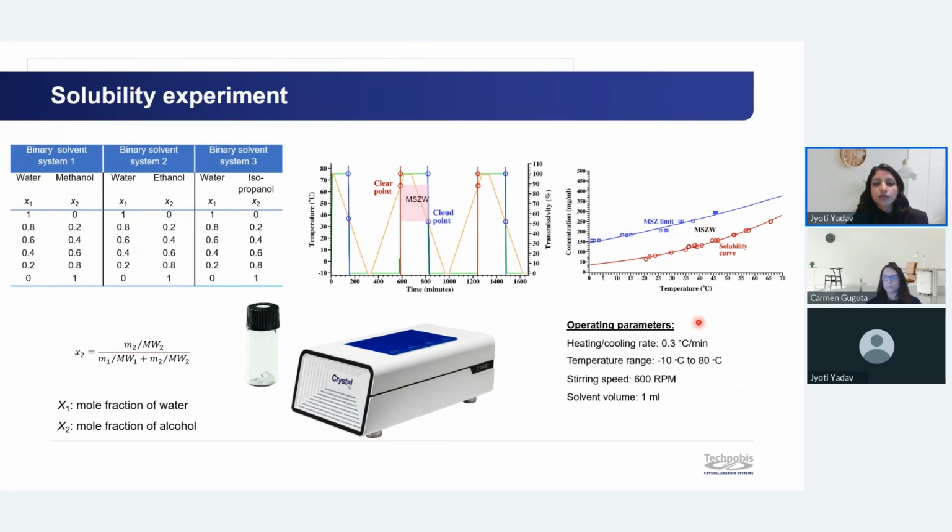Then these are the various operating parameters used: heating and cooling rate of 0.3 degrees Celsius per minute, temperature range between -10 degrees Celsius to 80 degrees Celsius, depending upon the boiling point and melting or freezing point of the solvent. We keep the solution a few degrees below the boiling point of the solvent and a few degrees above the freezing point of the solvent. Then the stirring speed of 600 RPM, and the solvent volume for each solution was 1 ml.